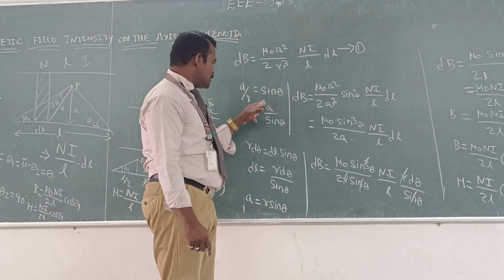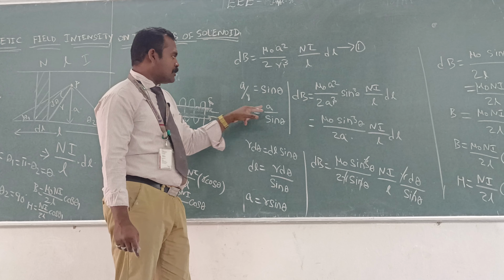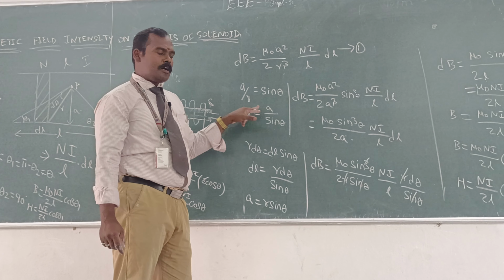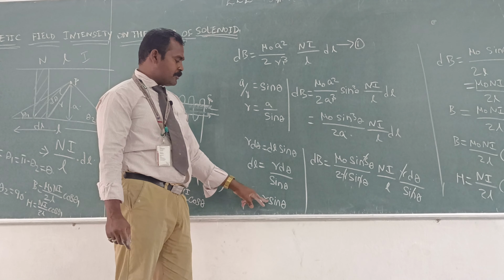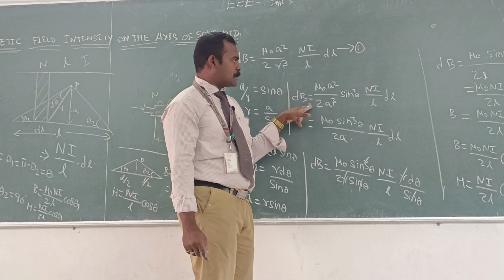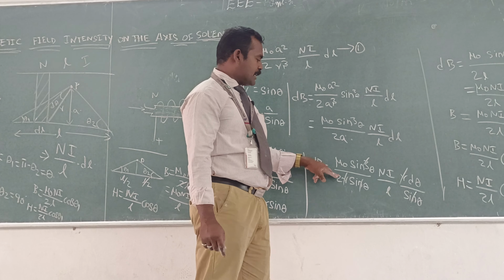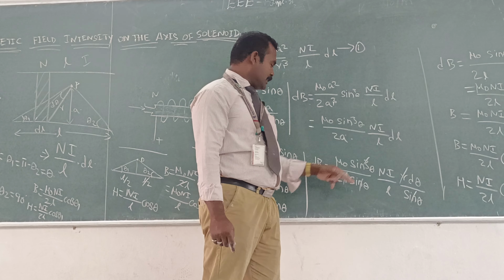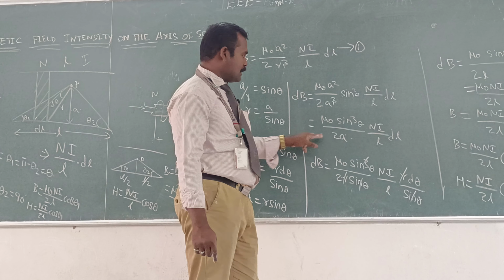Similarly, from this relationship, A should be equal to R sin theta. So A should be equal to R sin theta. You can replace all the terms in the previous expression like this. So A you can replace, and similarly dl you can replace. These two you can replace.